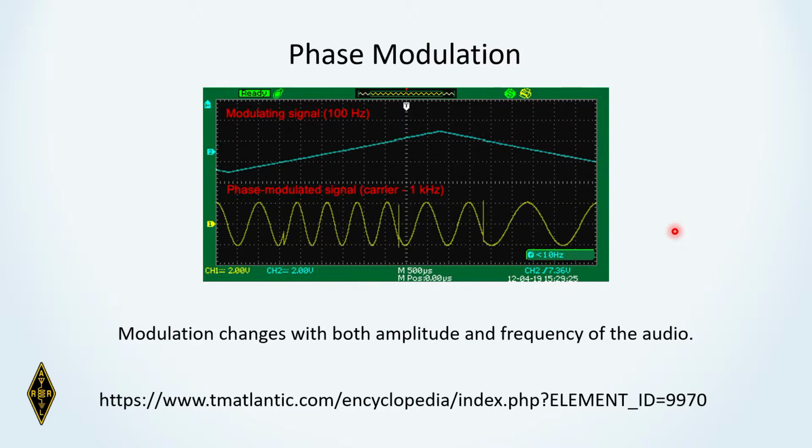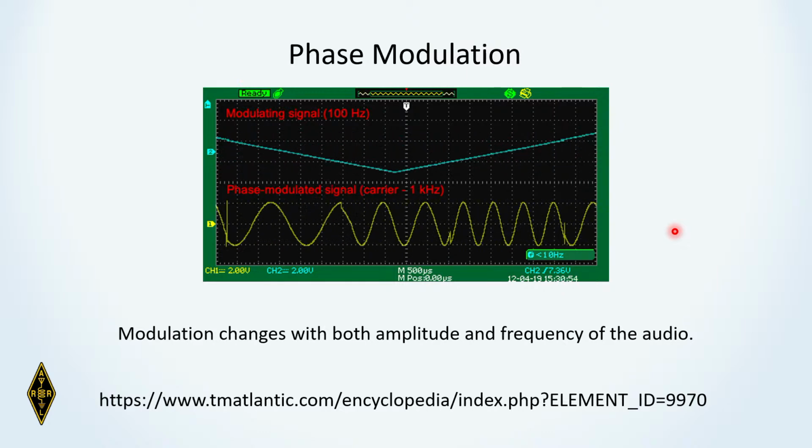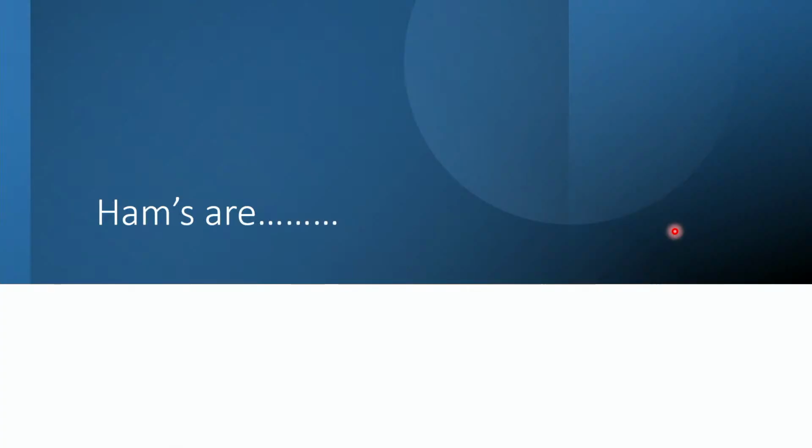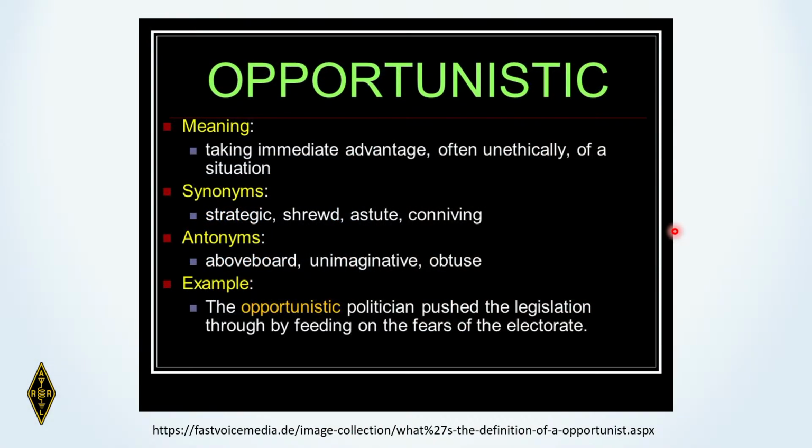So we're going to talk some more about this, phase modulation, frequency modulation, as we move on. So I wanted to talk about hams, and I purport that hams are opportunistic. That means that we take advantage of things, not unethically, but we look for strategies of how to make a successful radio contact. Well, what do I mean by this?